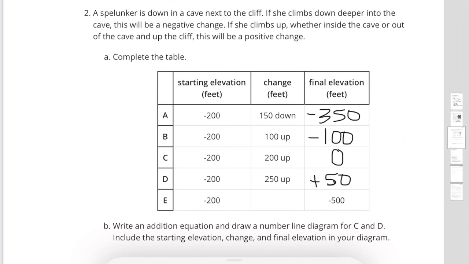Start at negative 200, and we know our final elevation needs to be negative 500. So to get from negative 200 to negative 500, I know I have to go down. And I know to get from 200 to 500, there's a difference of 300. So she would have to move 300 feet down.